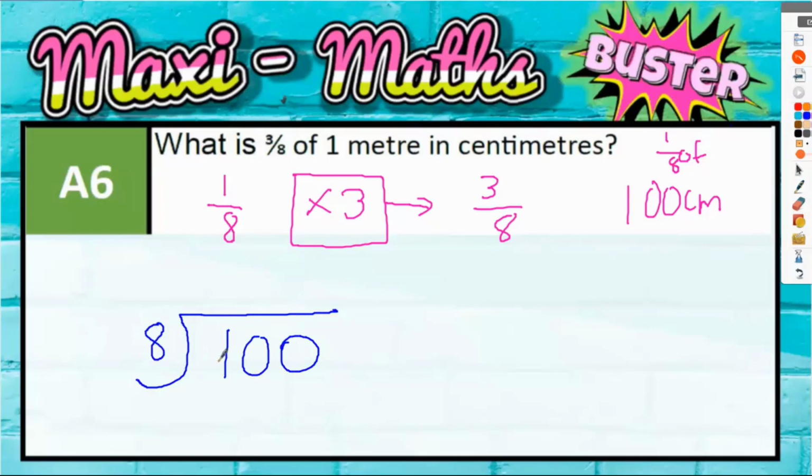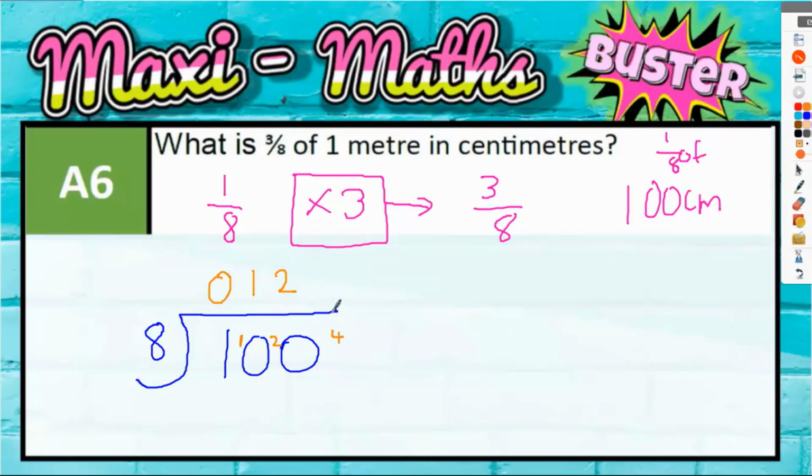So how many 8s squeeze into 1? Well, you can't squeeze 8 into 1 at all because 8 is bigger than 1, so put a 0 at the top. But because we couldn't squeeze it in there, we haven't really used the 1, so you carry the 1 across to make 10. How many 8s into 10? That is 1 remainder 2. Carry the 2 across. That now makes 20. How many 8s into 20? That is 2 remainder 4.